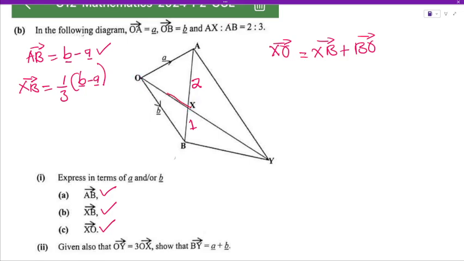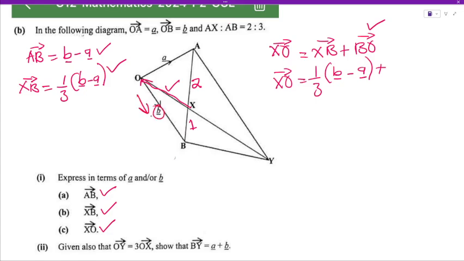Our goal is to move from here to there, but we don't know the vector for that, so we're going to instead come down here and then go in that direction. So that's xb plus bo. Now what is the value for xb? We found 1 over 3, so xo will be equal to 1 over 3 in brackets, vector b minus vector a, close bracket, plus what is bo?